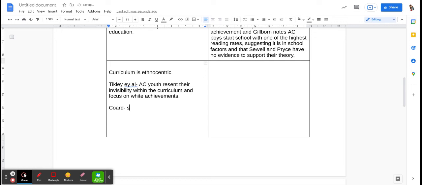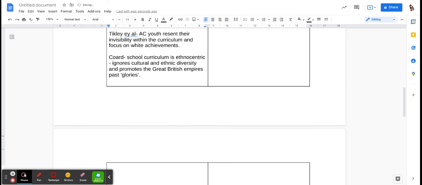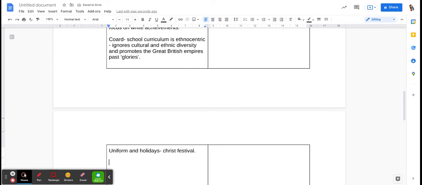The school curriculum is ethnocentric, and it ignores cultural and ethnic diversity and promotes the Great British Empire's past glories. We also note that the school uniform and holidays are based around Christian festivals. So again, they tend to ignore other religious groups. Remember, we're quite secular, so we shouldn't necessarily be focusing on one religious group.